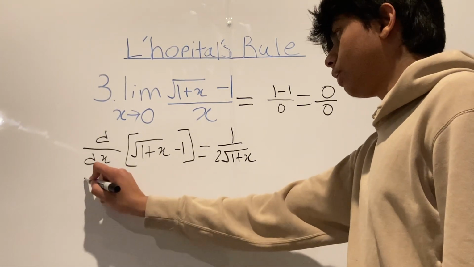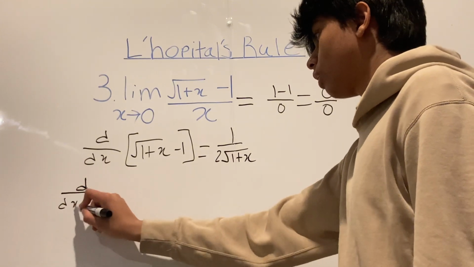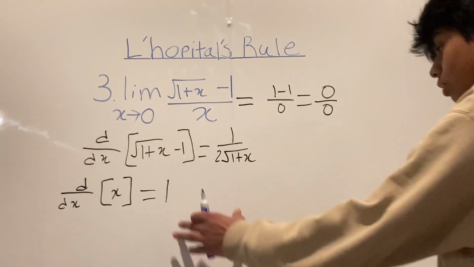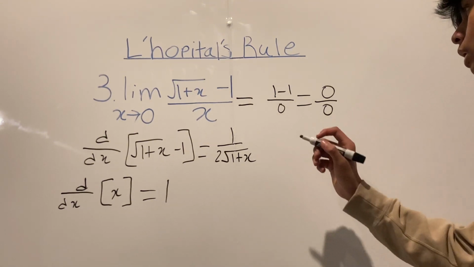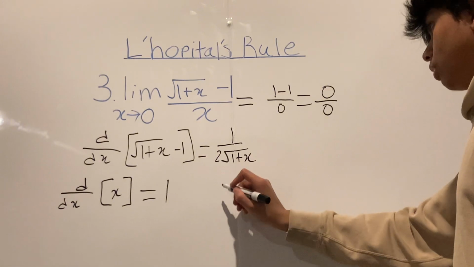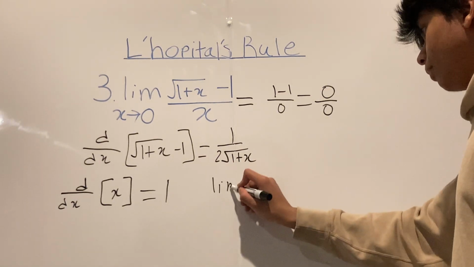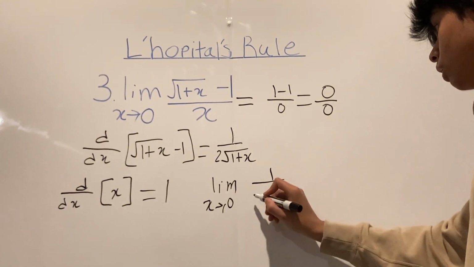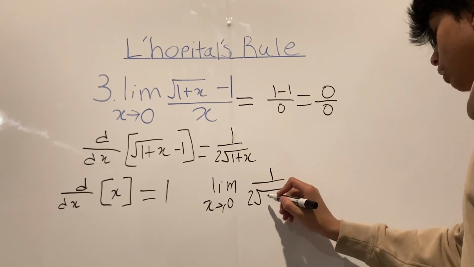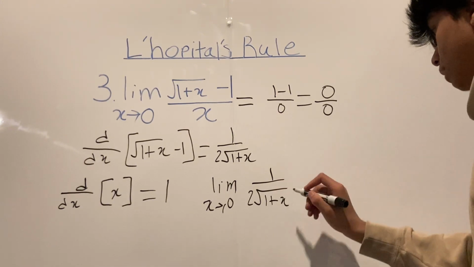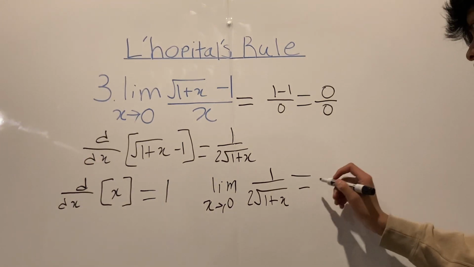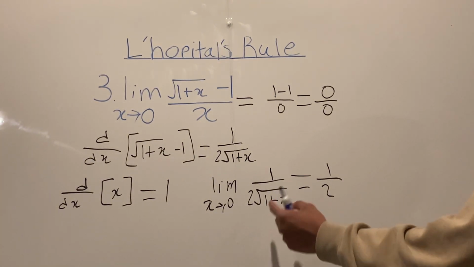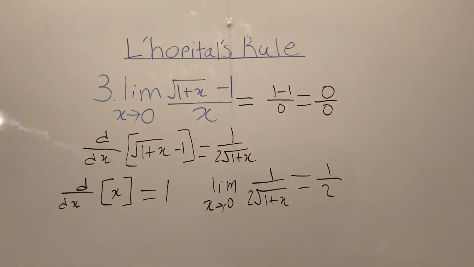And now the derivative of x is just 1. So we can just ignore it because anything divided by 1 is the same thing. So now let's use the rule. So the limit as x approaches 0 of 1 over 2 times the square root of 1 plus x. Now if we use direct substitution, we're just going to end up with 1 over 2, because the square root of 1 is just 1 and then 1 over 2. And this is the final answer.